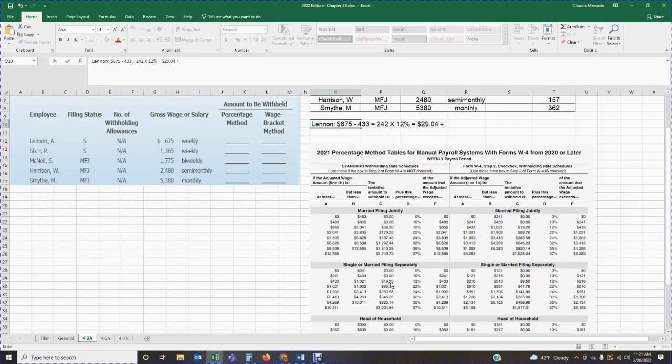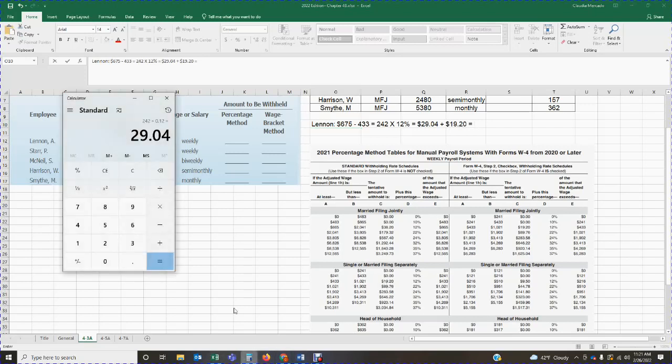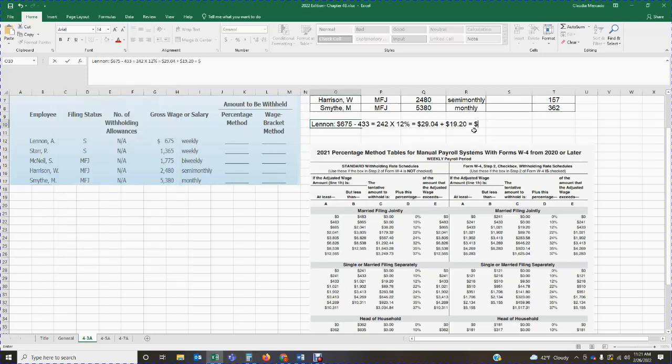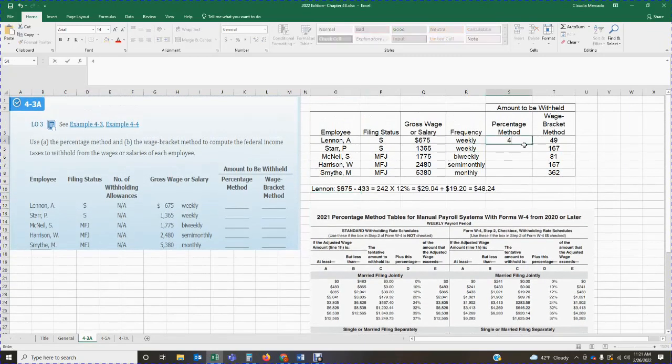And then I'm going to add that additional amount that's on the third column going backwards. That 19.20. I'm going to add those 19.20. Let's see what that gives us. 29.04 plus 19.20. That will give me 48.24. That will be the amount of my federal income tax to be withheld for linen. So if you compare the percentage method with the wage bracket method, it's a couple of cents off. These are whole numbers. These ones have some cents. But very close. So that is what we did for linen.